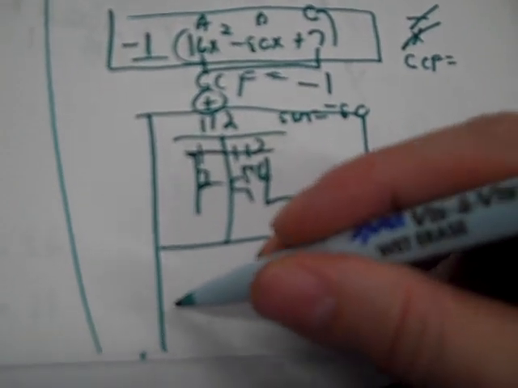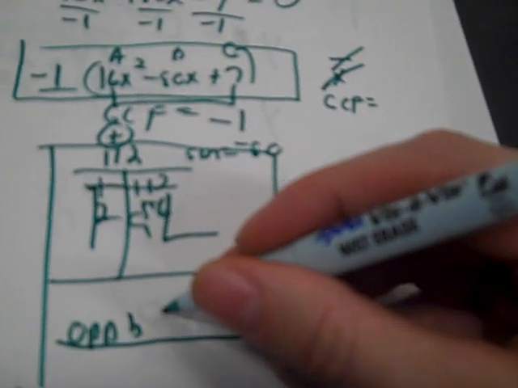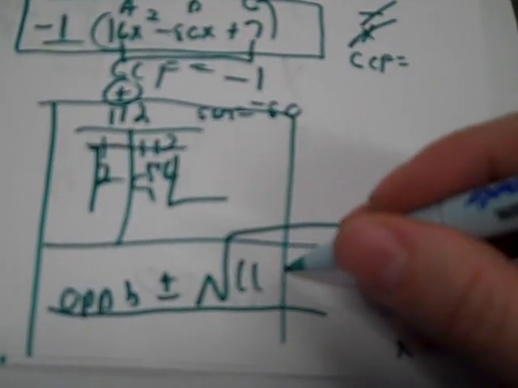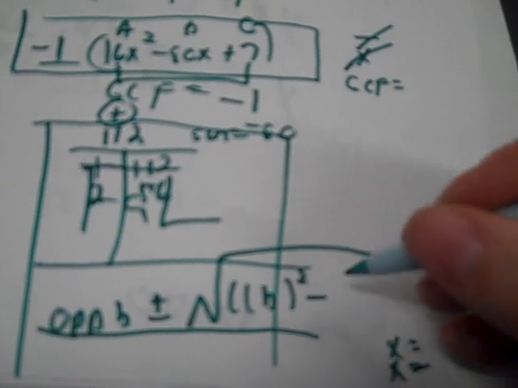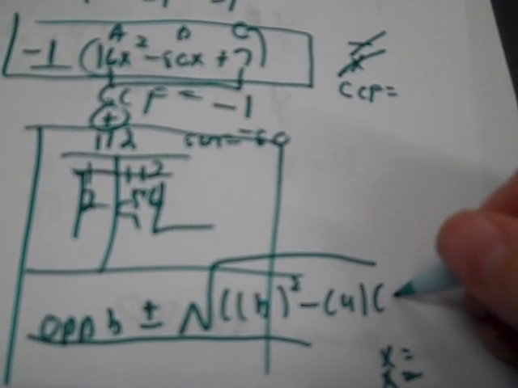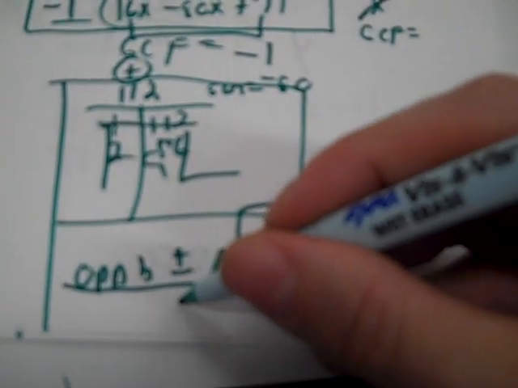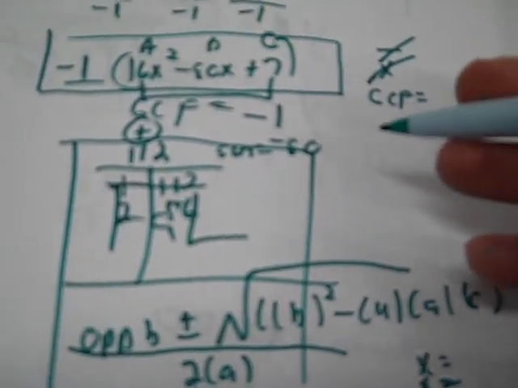Okay, so I use my quadratic formula. Opposite of b, plus or minus the square root. Double the parentheses, b squared minus 4a c, and then the bottom you have 2 times a.